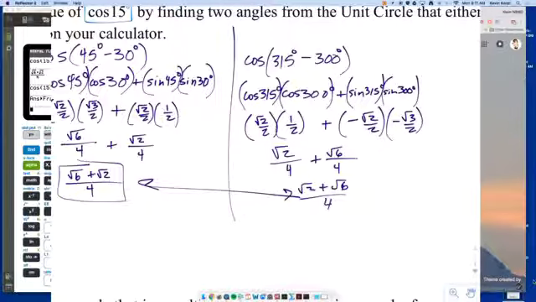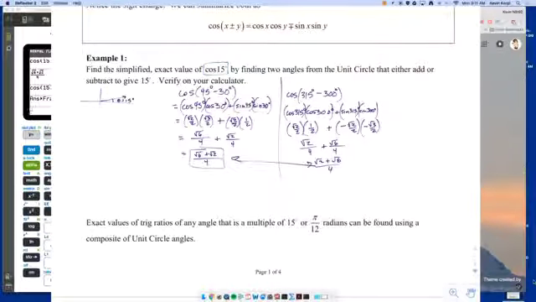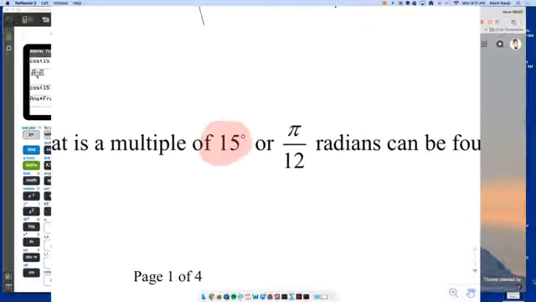Pretty nifty. Okay, so here's the upshot of that. We can now expand the unit circle to find exact values of any angle that is a multiple of 15 degrees. It doesn't have to be just 15 degrees. Of course, 15 times 2 is 30. That one's already on there. 15 times 3 is 45. Any multiple of 15 degrees, we can find two angles that add or subtract to give us that number. And of course, 15 degrees is what in radians? Pi over 12. Because 30 degrees becomes pi over 6, and half of 30 is 15. Half of pi over 6 is pi over 12.